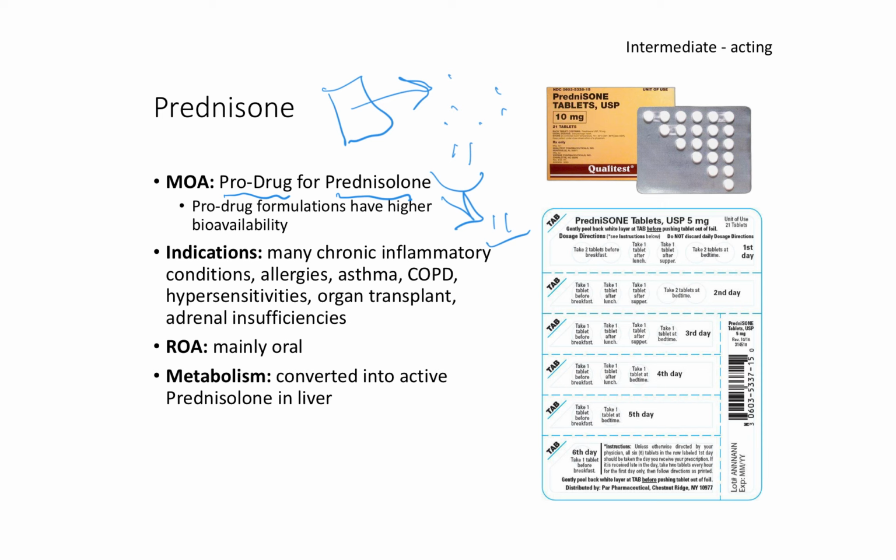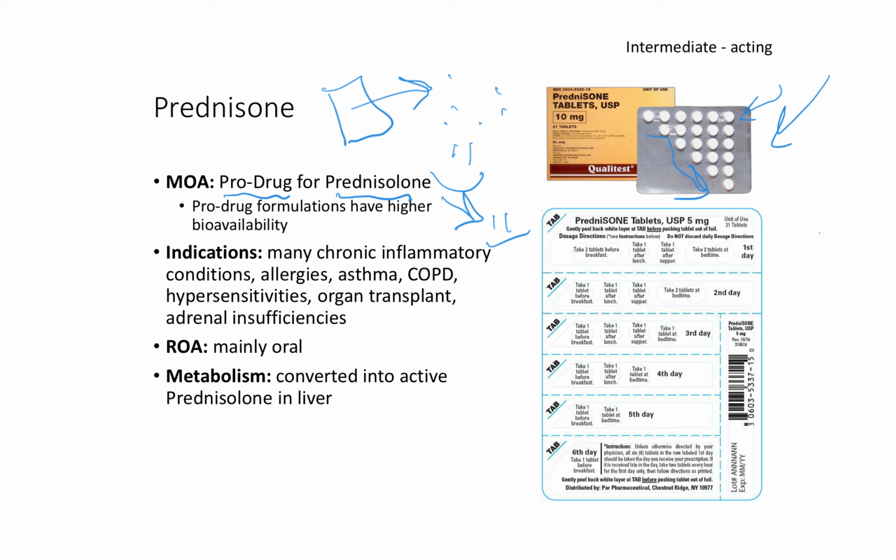chronic inflammatory conditions, in allergic reactions, asthma, COPD, different hypersensitivities, organ transplant, and also for adrenal insufficiencies in the case you need replacement. Prednisone is mainly oral, and you may have seen these taper packs with prednisone. So that's what a taper pack would look like. You're giving somebody a big loading dose at the start, and then they're tapering gradually throughout their treatment.